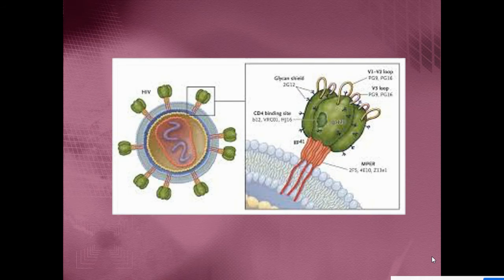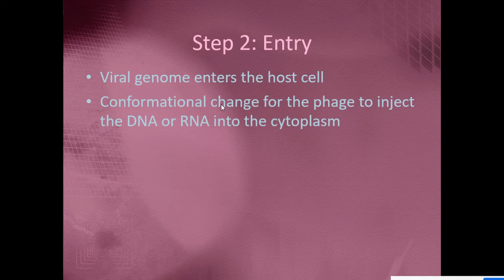So this is what HIV looks like. You see those little green guys? These are these tiny little probes, and they're going to stick to the cell. And all viruses have different types of hooks to dig themselves into your cells. Step 2 is entry. So the viral genome is going to enter the host cell, and then there's going to be a conformational change or a shape change for the phage to inject the DNA or RNA, whatever it has, into the host cell's cytoplasm.